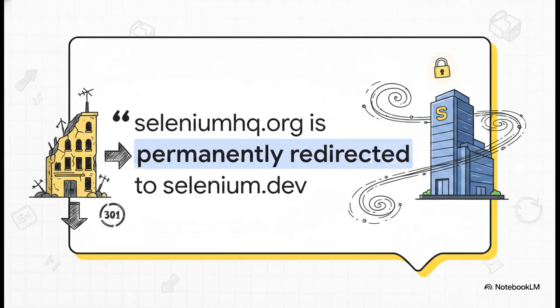To ground this in reality, let's look at a real-world URL migration. If you try to visit the old Selenium automation website at seleniumhq.org, the server doesn't just load the page. It issues a 301 moved permanently response and automatically routes you over to their brand new home at selenium.dev. As a user, it's a seamless handoff, but under the hood, that 301 is doing all the heavy lifting.